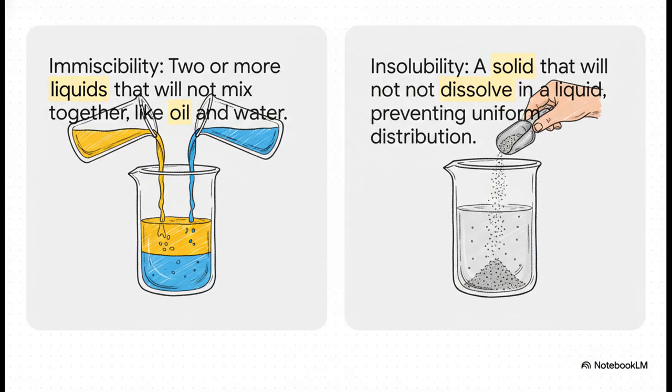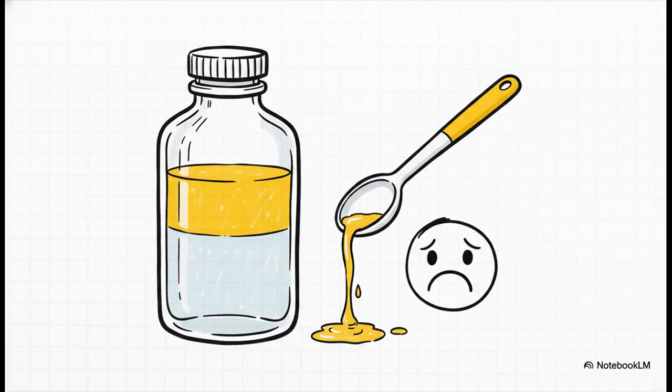This is a big deal with something called indiffusible solids, which are too heavy to even stay suspended on their own. And here's a perfect real-world example. If you were told to make something with castor oil and water, and you just poured them together, you'd end up with this useless mess of separate layers. A patient could never get the right dose from that. It's a very practical problem that demands a real pharmaceutical fix.